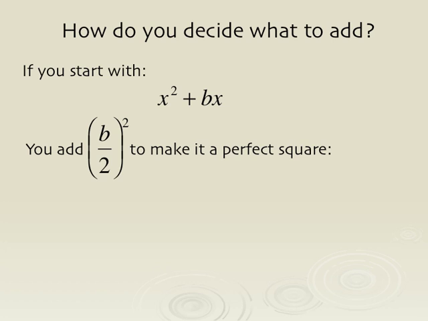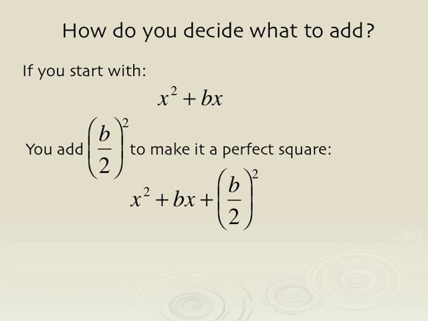Here's a rule of thumb that'll help. You want to take that number b and cut it in half, that's b over 2, and then take whatever you get then and square it. So what you want to add is b over 2 squared. That's the thing you add to make it into a perfect square trinomial.